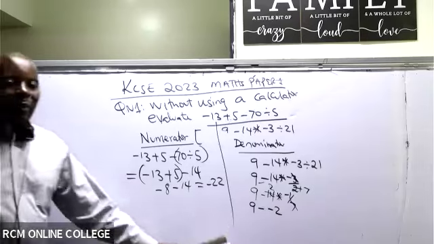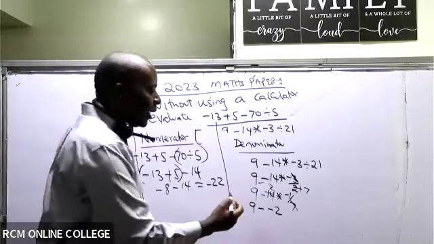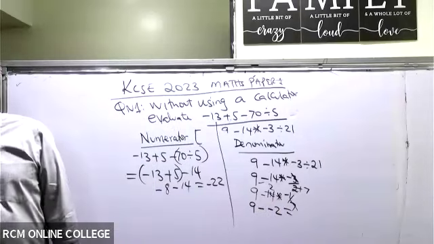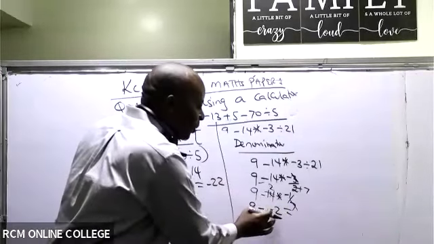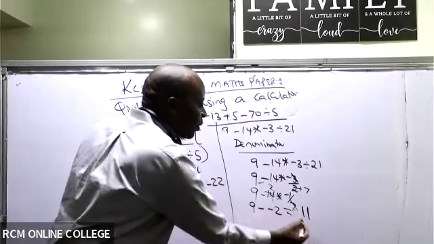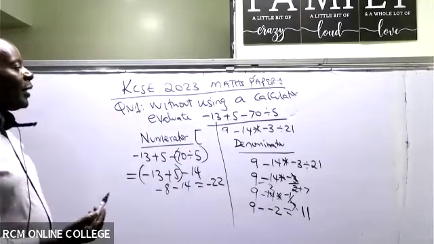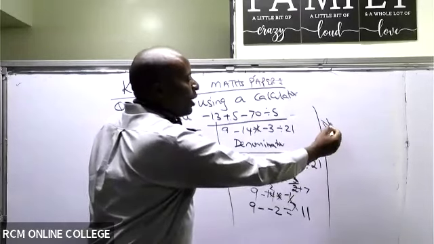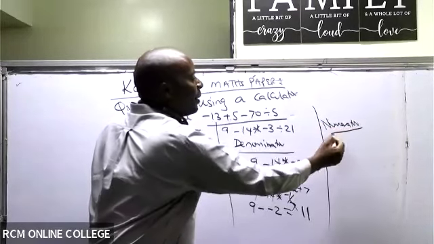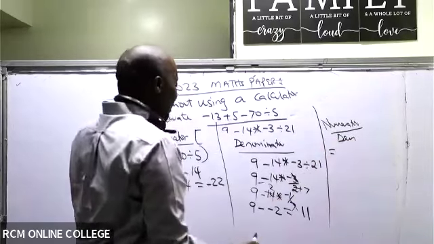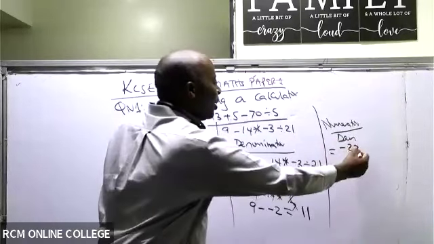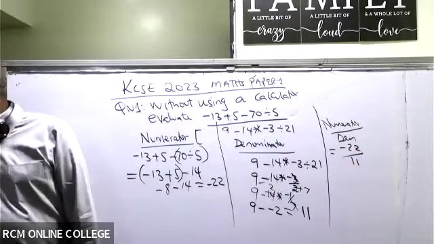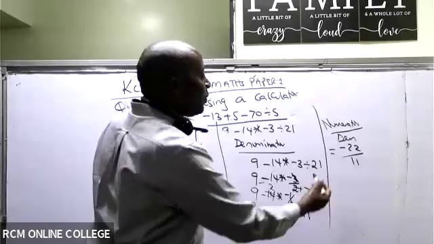So at the end of the day, when I've got two minuses, minus and minus, what will I get here? 9 minus minus 2 gives me what figure? Yes, the two minuses become a plus, so that is 11. And remember, they wanted us to give them numerator divided by denominator. So the numerator we have here is minus 22. Divide this by 11. Minus 22 divided by 11 gives me minus 2.